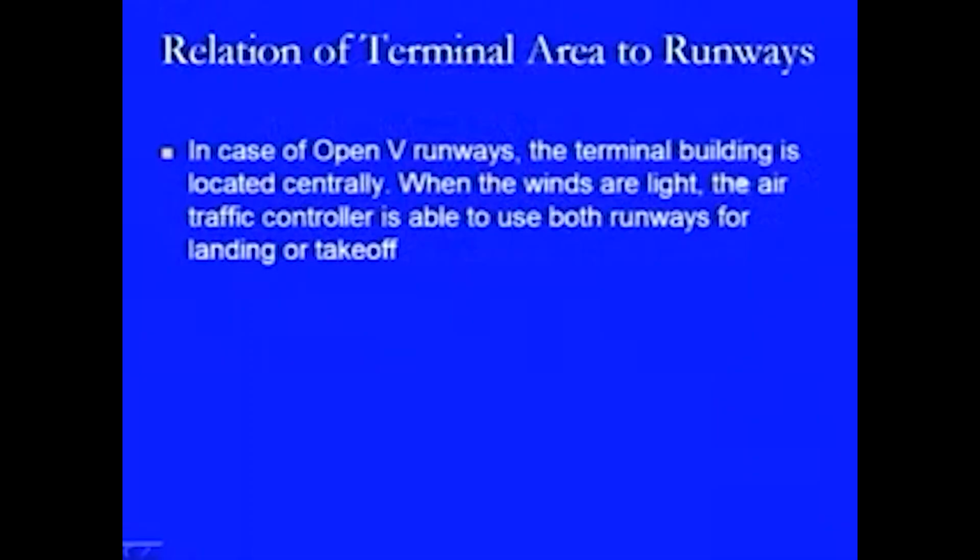Then there is another type of runway configuration which we previously discussed when talking about runways, the open V runways, and in this case the terminal building is generally located centrally within this V area. So, if this is a V area, then it can be located centrally somewhere like this. Now, when the winds are light, the air traffic controller is able to use both runways for landing or takeoff.